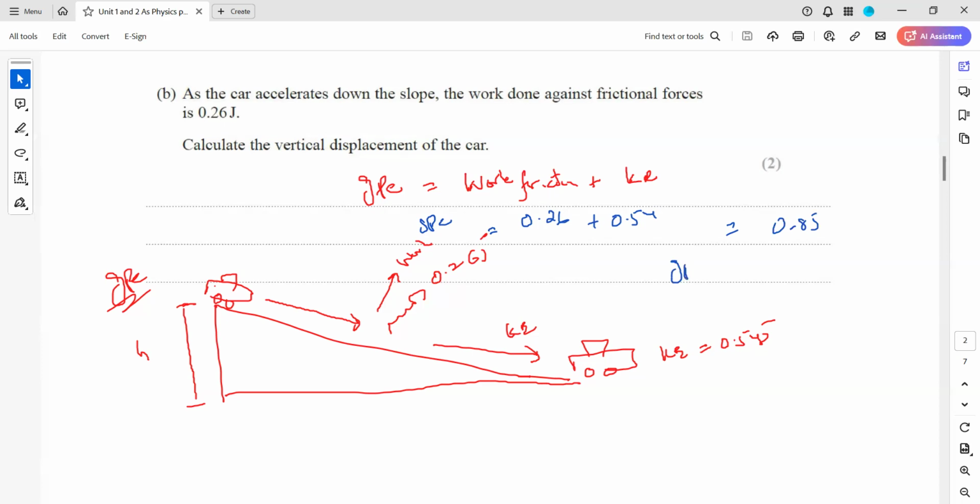Now we have the GPE, and gravitational potential energy is also mgh. So GPE is 0.8. m is the mass of the toy car, which was given in the first part, 0.16. g is gravity, 9.8, and h is the height from which the car is being released. So this whole factor is multiplied, the other side will divide, and this will give us the height, which is about 0.5 meters. Is it clear? Discussion?